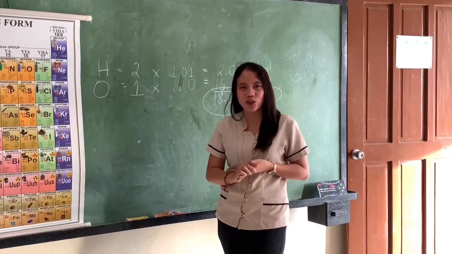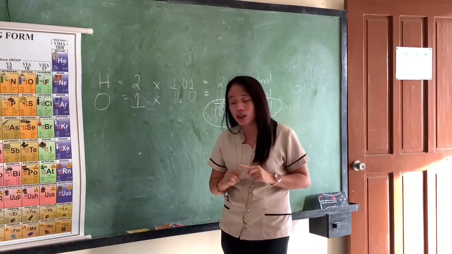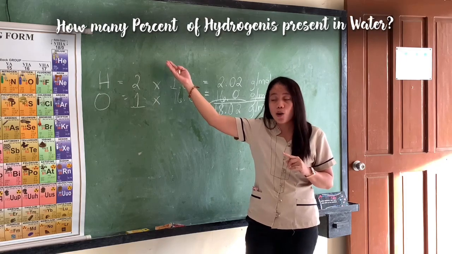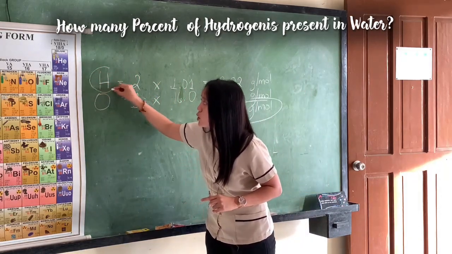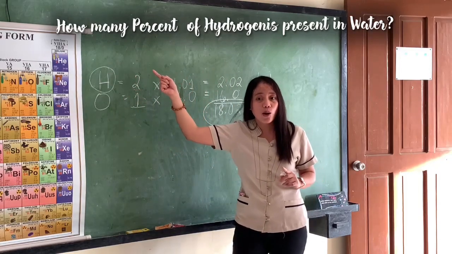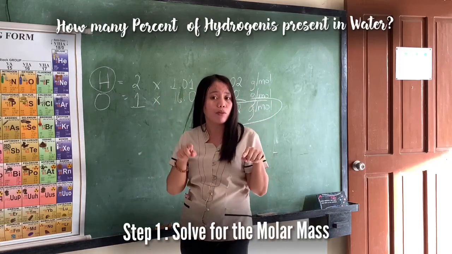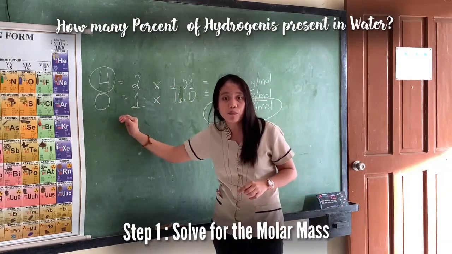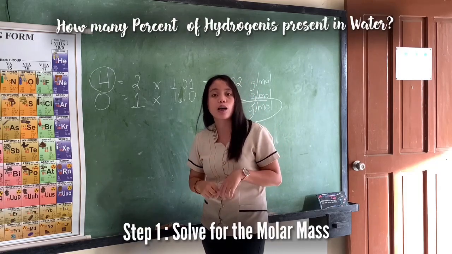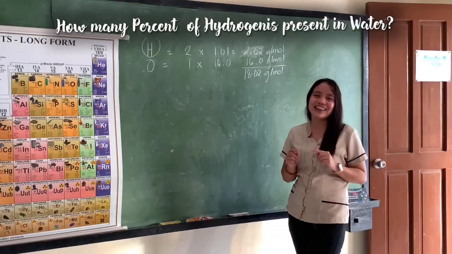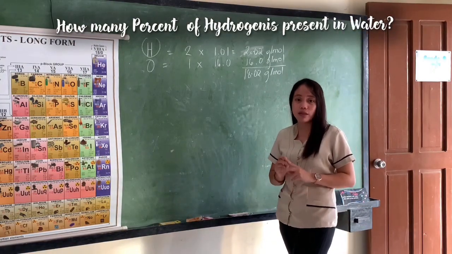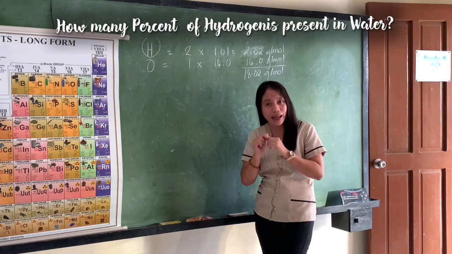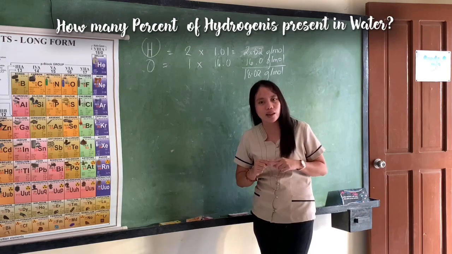Let's solve for the percentage composition of our example earlier. Let us say the question is, how many percent of hydrogen is present in water? H2O. So we are looking for the percent composition of hydrogen in water. The first step is to solve for the molar mass of the given compound. But since we already solved earlier the molar mass of the water, we can now proceed with the computation for its percentage composition. Again, we have the formula: percent mass of the element is equal to mass of the element in the compound over mass of the compound times 100%.